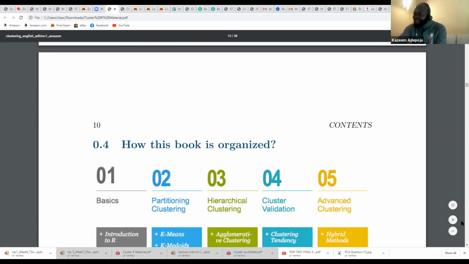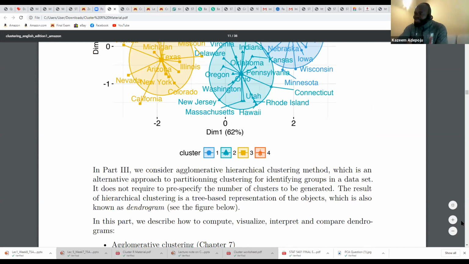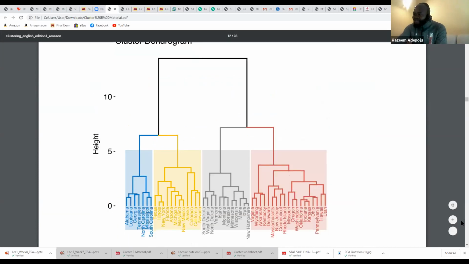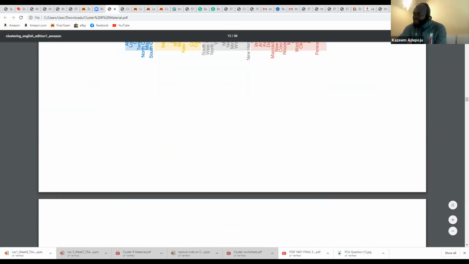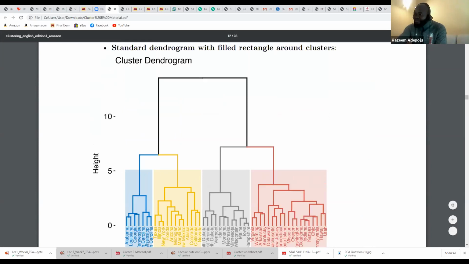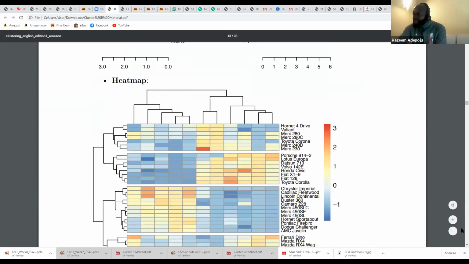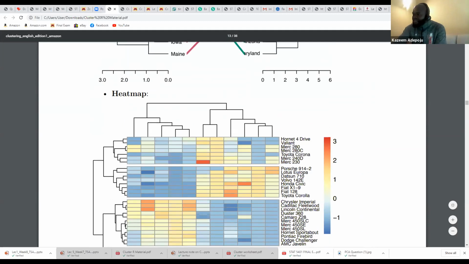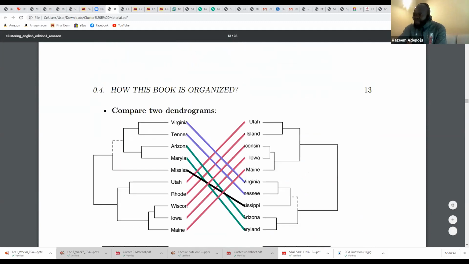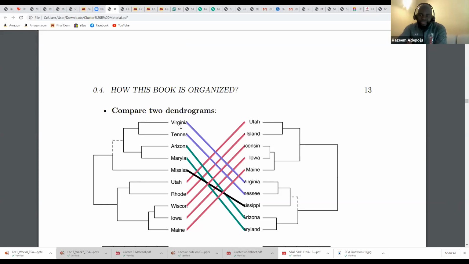I attached the material for you, but there's something, look at that. Look at the dendrogram that I talked about the other time. Can you see the dendrogram? There's something that interests me. Here you are trying to compare dendrograms. How can we compare two dendrograms?